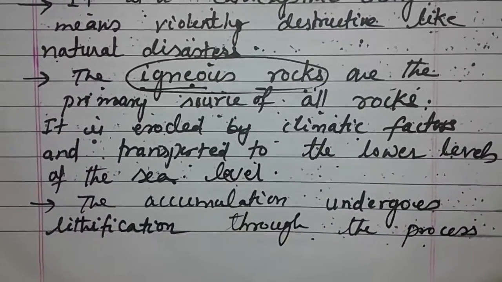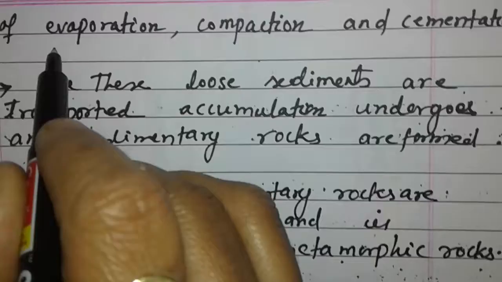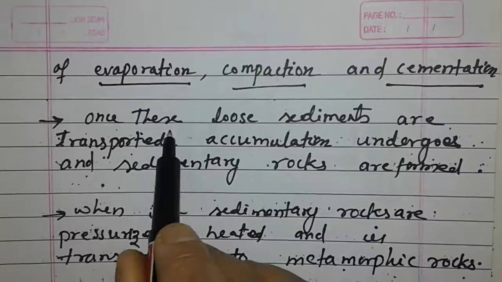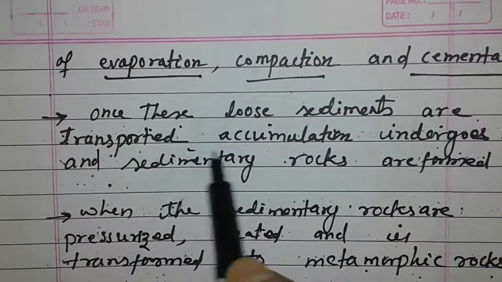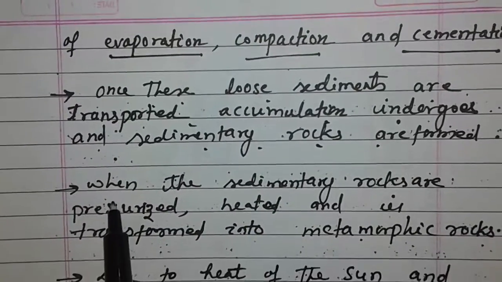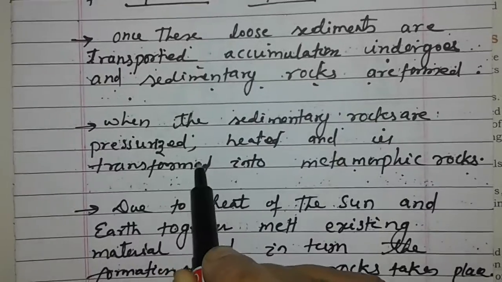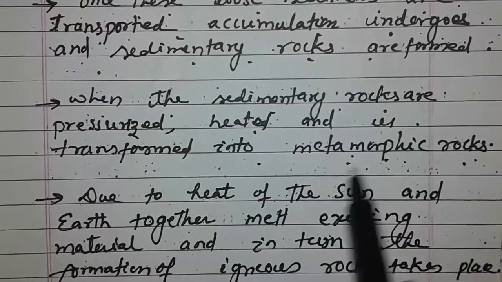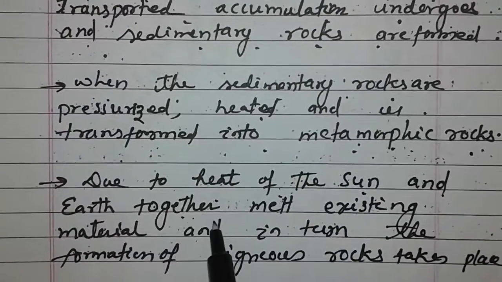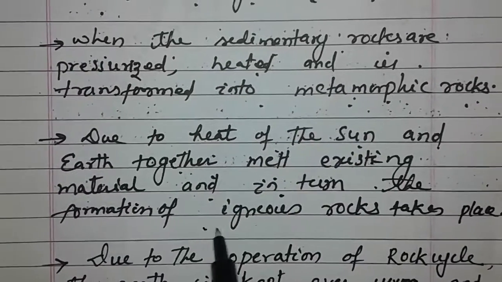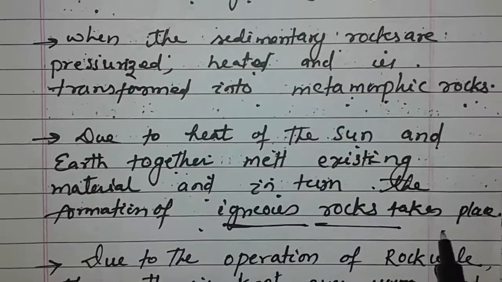The accumulation undergoes lithification through the process of evaporation, compaction and cementation. Next point, once these loose sediments are transported and accumulated, sedimentary rocks are formed. Next point, when the sedimentary rocks are pressurized and heated, they are transformed into metamorphic rocks. Due to the heat of the sun and the earth together, the existing material melts, and in turn the formation of igneous rocks takes place.